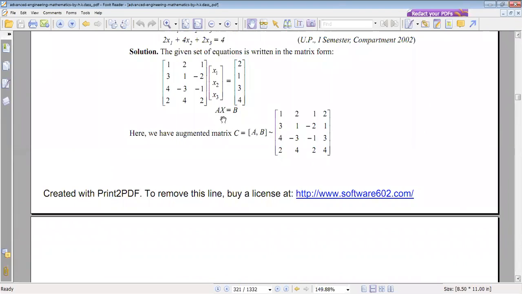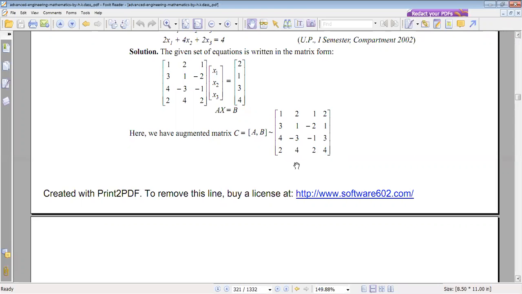Now see here, this can be written as AX equal to B. This is the matrix A, this is the matrix X and this is the matrix B. Now what is the matrix C? C means, I already told you, A is to B. So this is the matrix A: 1, 2, 1, after that 3, 1, minus 2, 4, 3, minus 3, minus 1, 2, 4, 2. And this is the matrix B: 2, 1, 3, 4. That means it is the matrix A is to B.